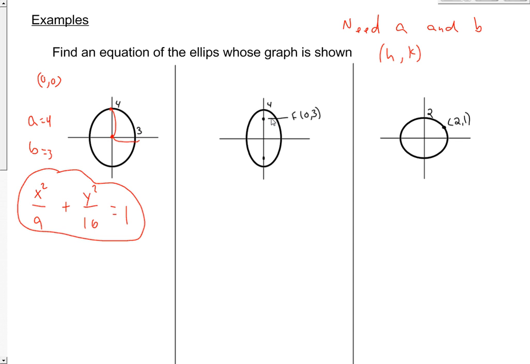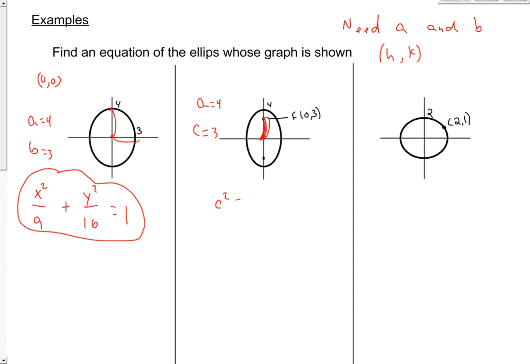Over here, we aren't given b, but we are given a. A equals 4, and the foci is giving us the c value. So going from 0 to the focus point, that is your c value. So that means the c value is 3. So we've got to do a little bit of math here.